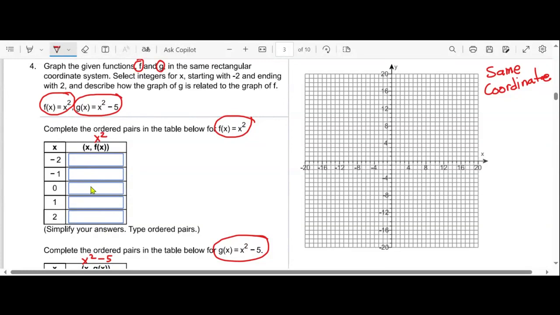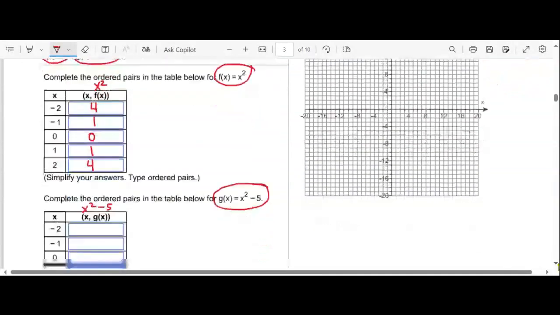So let's start with 0. If you put 0 here for x, what are you going to get for f of 0? 0. F of negative 1? 1. F of negative 2? 4. F of 1? 1. F of 2? 4. Good. Now let's go for the second one.